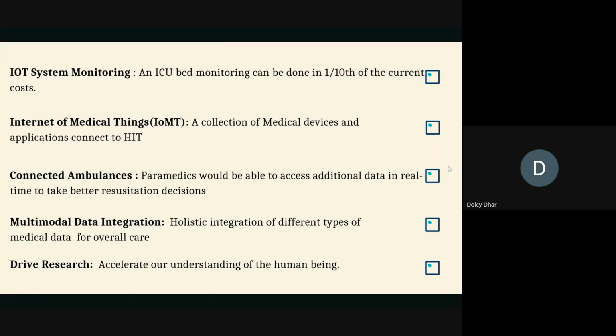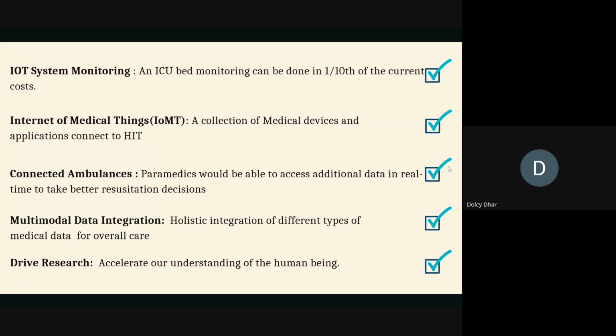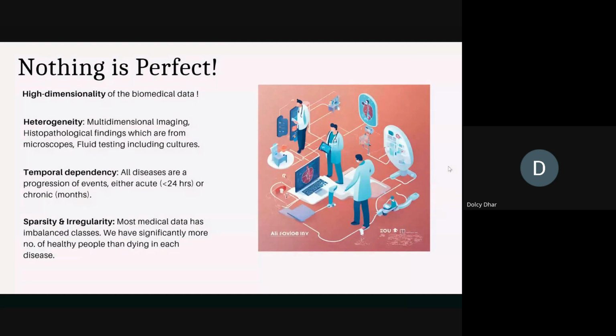There's also another thing that has been seen now, connected ambulances. Now that we have a better AI model, better tech infrastructure, and also better connectivity, like 5G networks, connected ambulances would mean that paramedics, when they're getting accident cases, can in real time make better decisions on revival decisions depending on the history or the sensor data of the patient, etc. And again, medical multimodal data integration becomes very fast. And yes, all of this together will drive research at an alarming pace. But again, nothing is perfect.